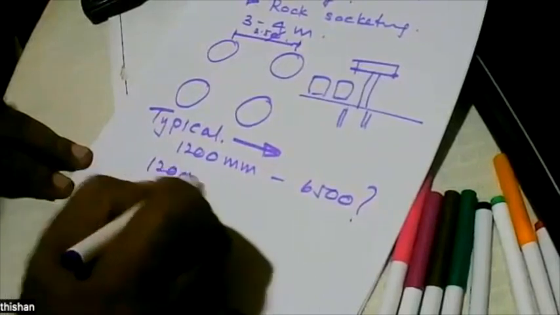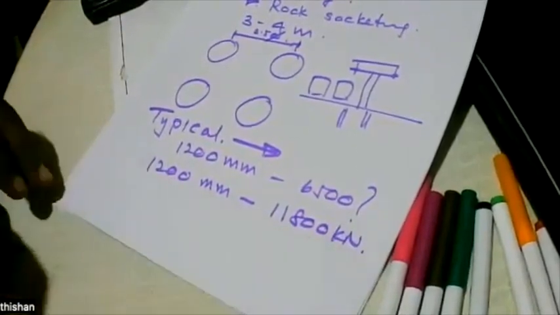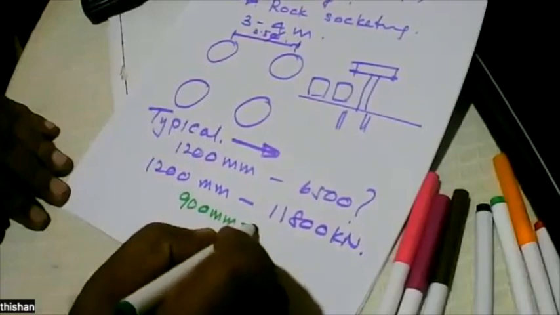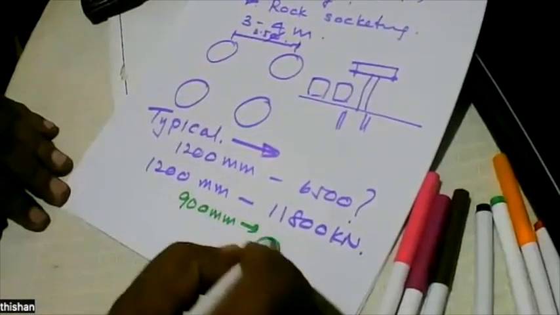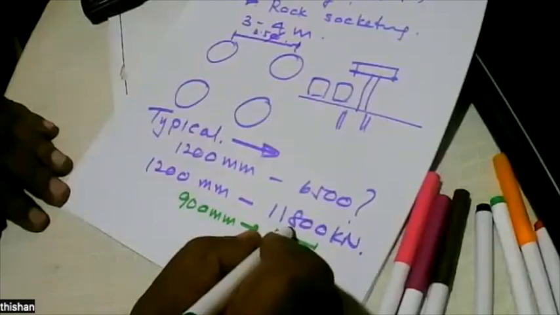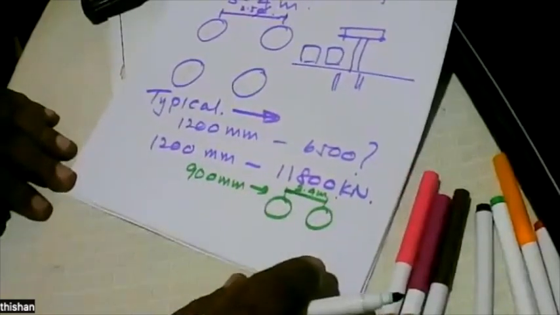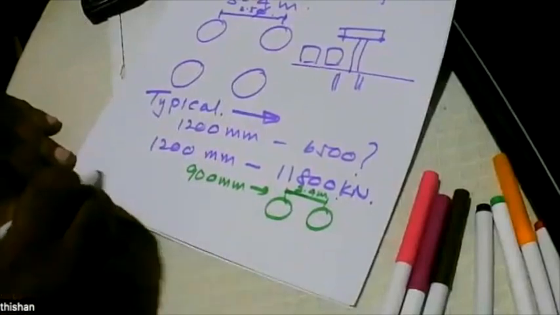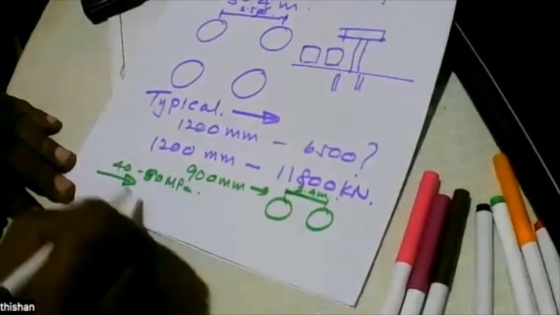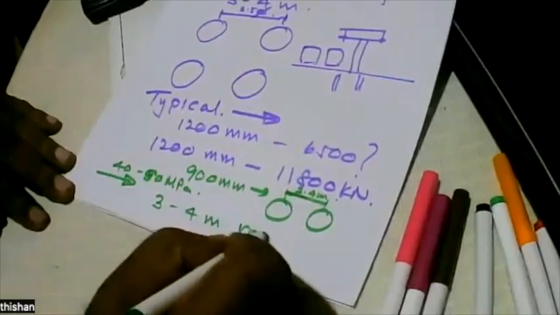But you might need innovative designs where a 1200 pile can carry 11,800 kilonewtons, and you might find now, because it has so much capacity, no need to go for 1,200. You might find that even 900 can work, right? And when you have 900, the distance between two consecutive piles can be reduced to about 2.4 meters. So you can see significant saving can be made, but all these are possible provided that you are going for 40 to 50 megapascal concrete for the pile, and also you are going for 3 to 4 meters of rock socket.